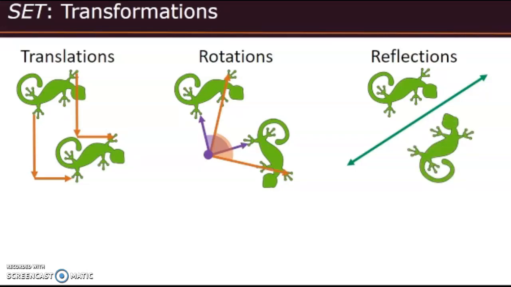Finally, with reflections, each point of the pre-image moves across a line of reflection so that the shortest distance between the image point and the line of reflection and the pre-image point and the line of reflection is the same on each side of the line. The shortest distance is measured along line segments that are perpendicular to the line of reflection. Use these ideas to help you translate, rotate, and reflect the pre-image dots A and B in your assignment.